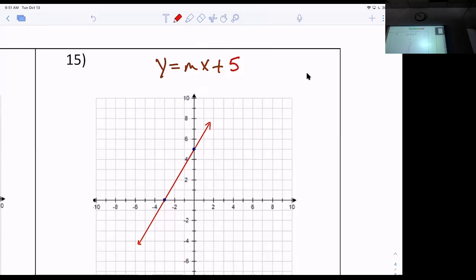Now, pick the left point. I went up and over. How much did I go up? 5. And how much did I go over? 3. So what's the slope? 5 over 3. Beautiful.